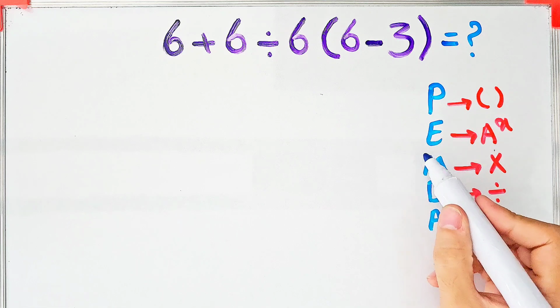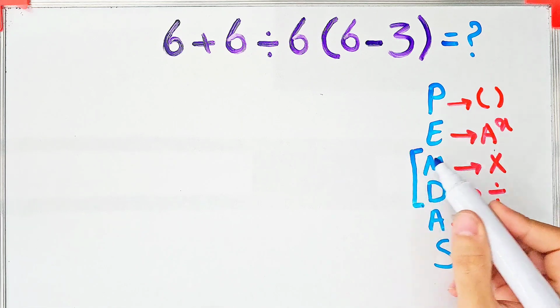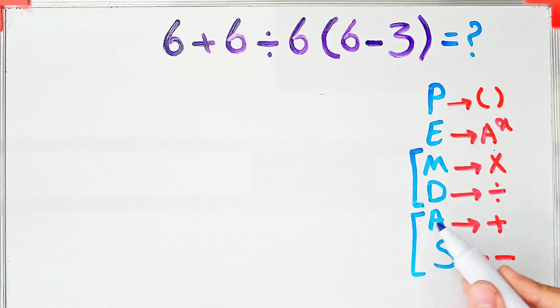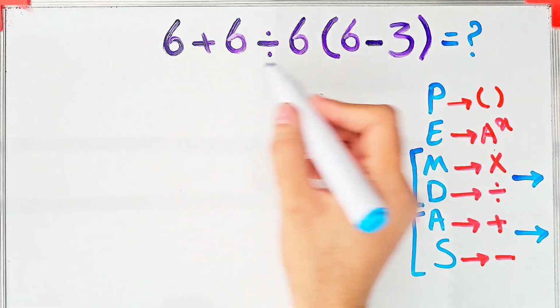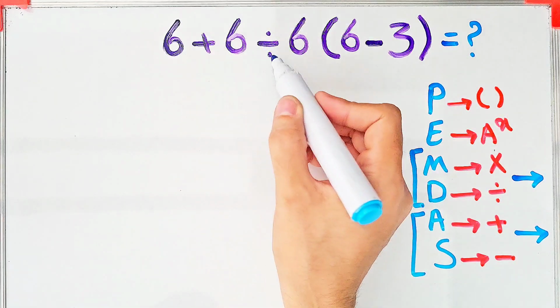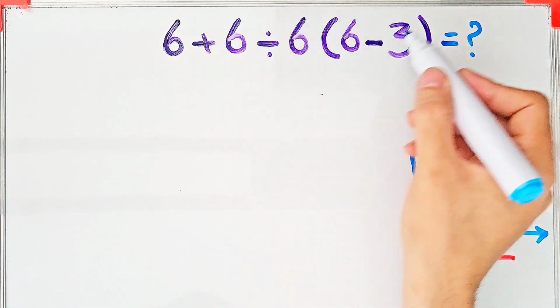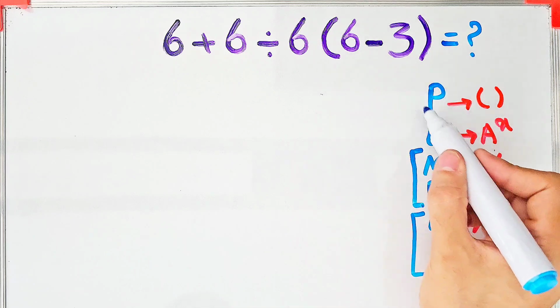Remember that multiplication and division have the same level of priority. Also, addition and subtraction have the same priority. When we have both in an expression, we start from the left and simplify the question. In this question, we have addition, division, multiplication, and parentheses. And inside the parentheses, we have subtraction.